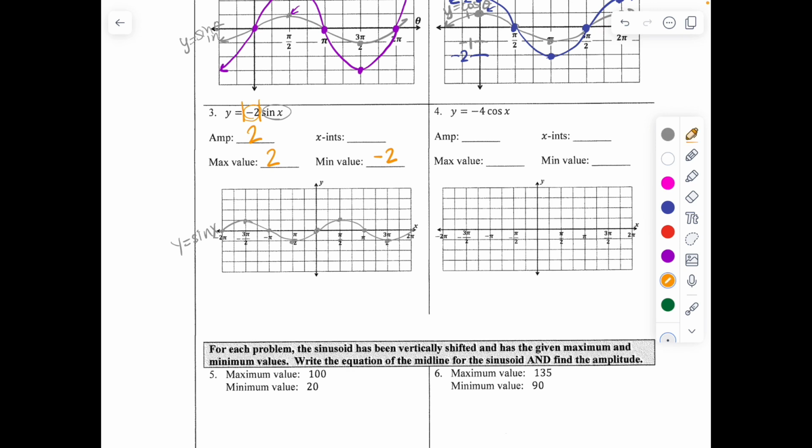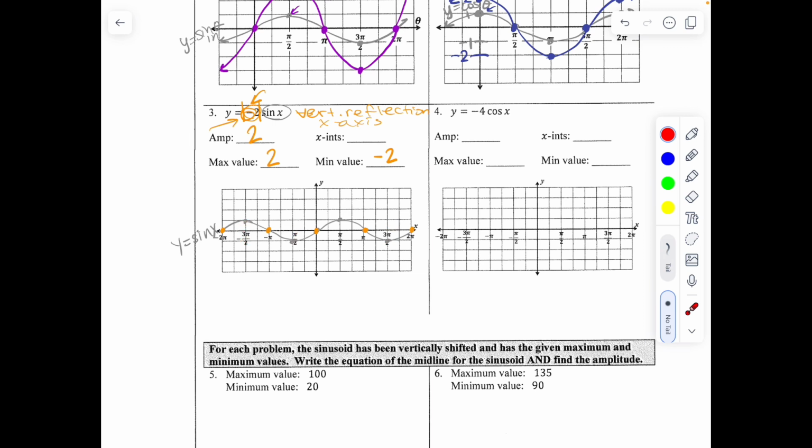Let's go ahead and graph -2 sine x. Remember that -2 is also going to be a reflection, a vertical reflection over the x-axis. So that means on the x-axis, everything is going to stay the same. But as everything else moves, it's going to be reflected around that x-axis, as we see here.